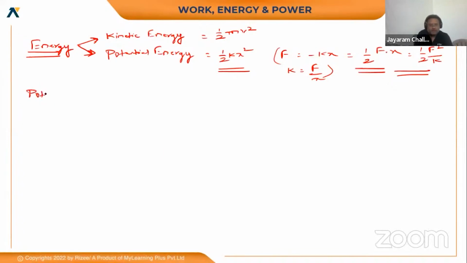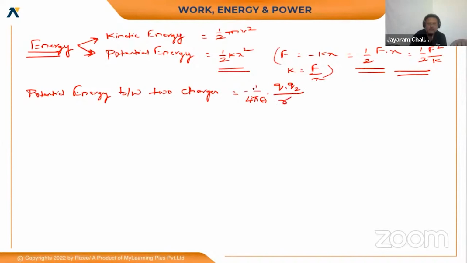Now, what is the potential energy between two charges? As you have completed the second year also, I'm going over both the first year and second year potential energies. So what is the formula? 1 by 4 pi epsilon naught Q1 Q2 by R, with a negative sign for potential energy. Similarly, there is gravitational potential energy. So everything will be there like this.